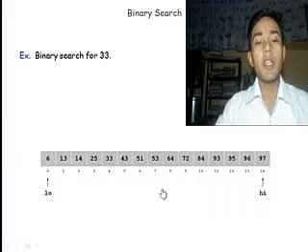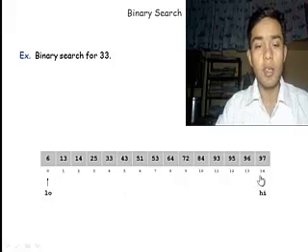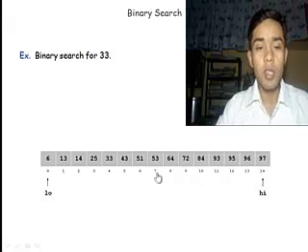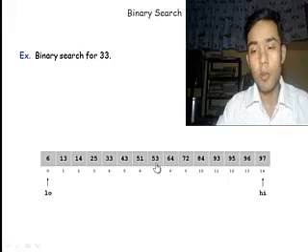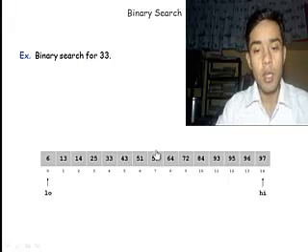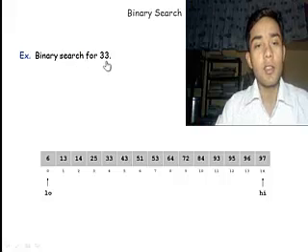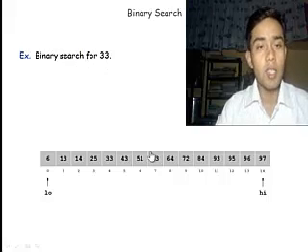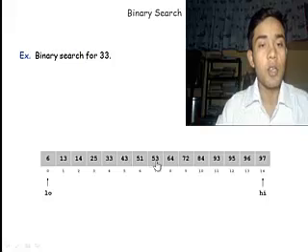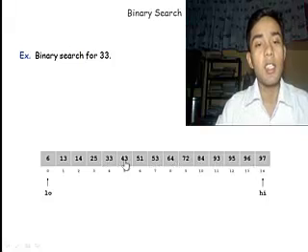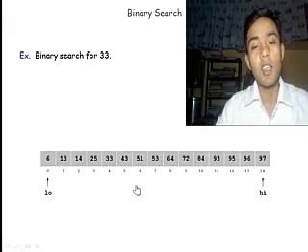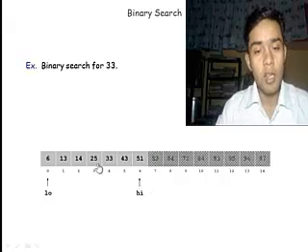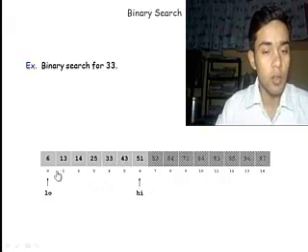These are the numbers, indexed from 0 to 14. Now I will find the middle term, which is 0 plus 14 divided by 2, and that is 7. The element at the 7th position is 53, and now I will compare 53 with the element to be searched, that is 33. 33 is less than 53, so I will discard this part of the array and focus on this part of the array.